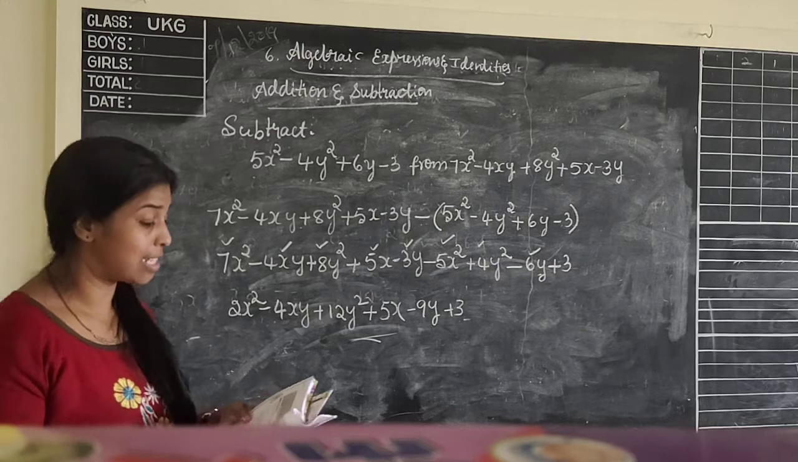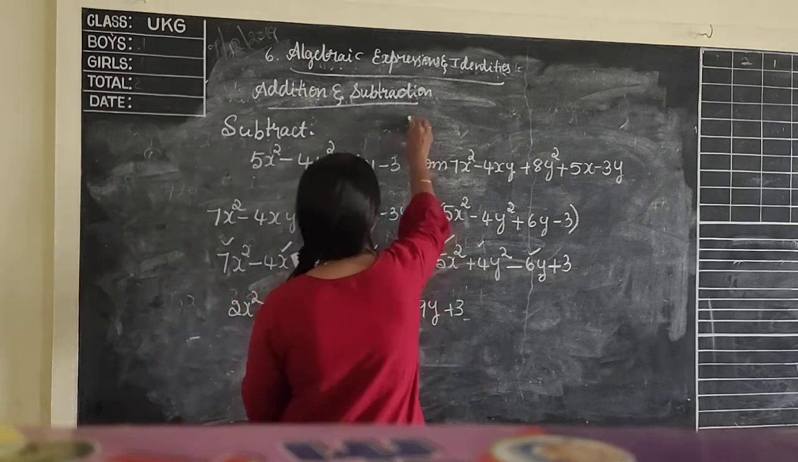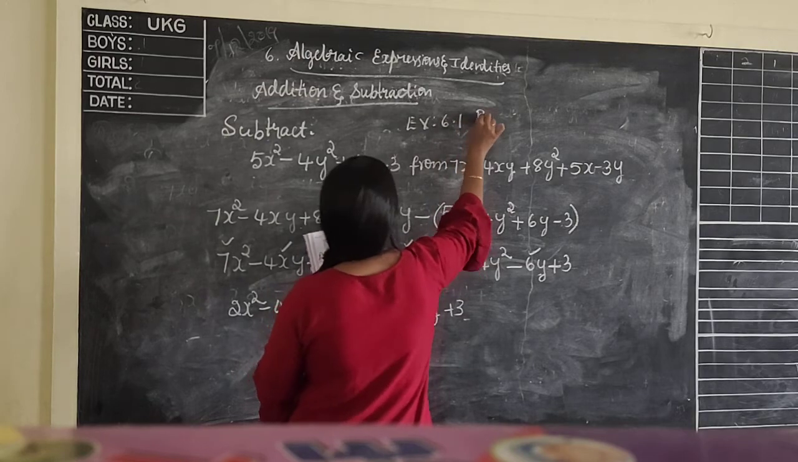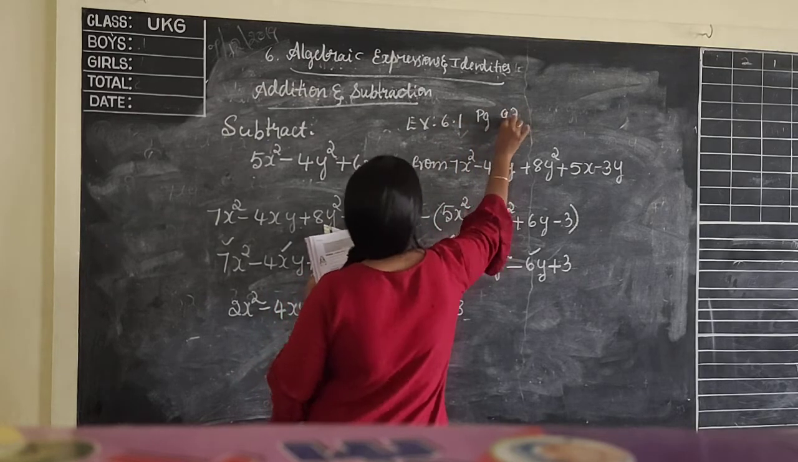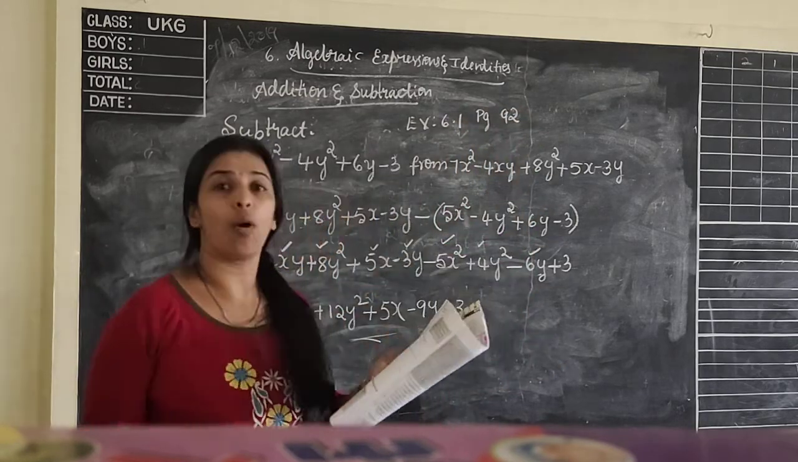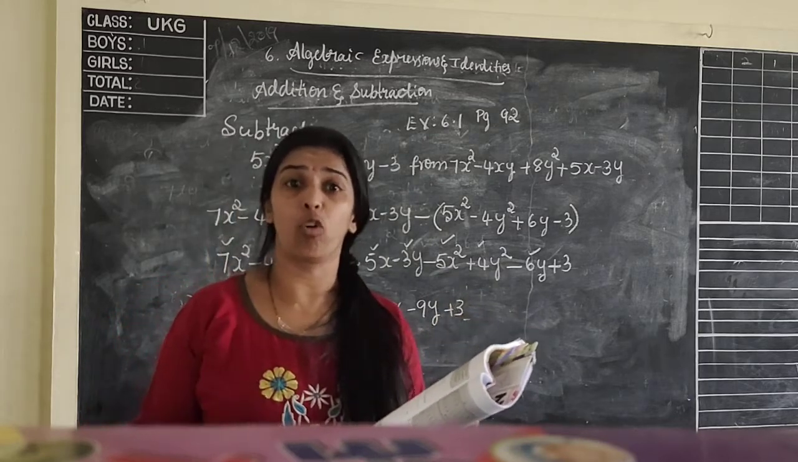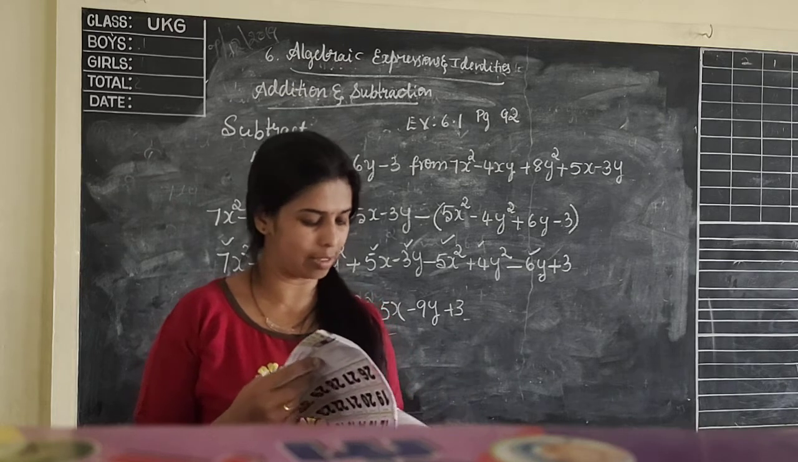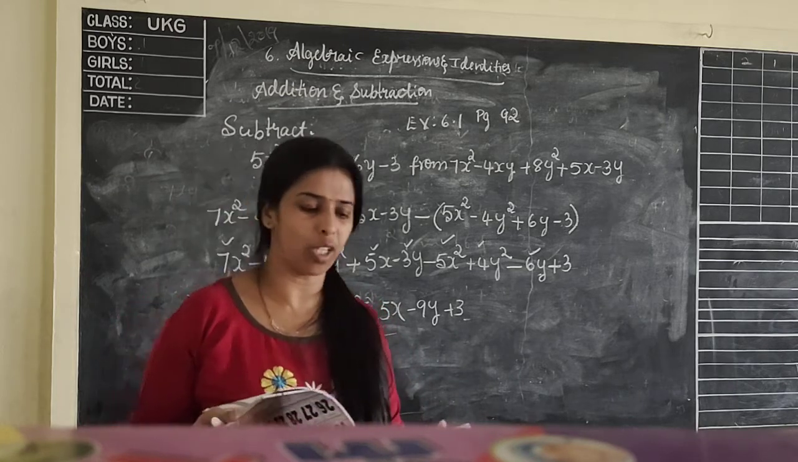Now, exercise 6.1, page 92, Roman numbers 1, 2, 3, 4. Homework for you. 1, 2, 3, 4. All the full exercise, completed. This is there for the exam.